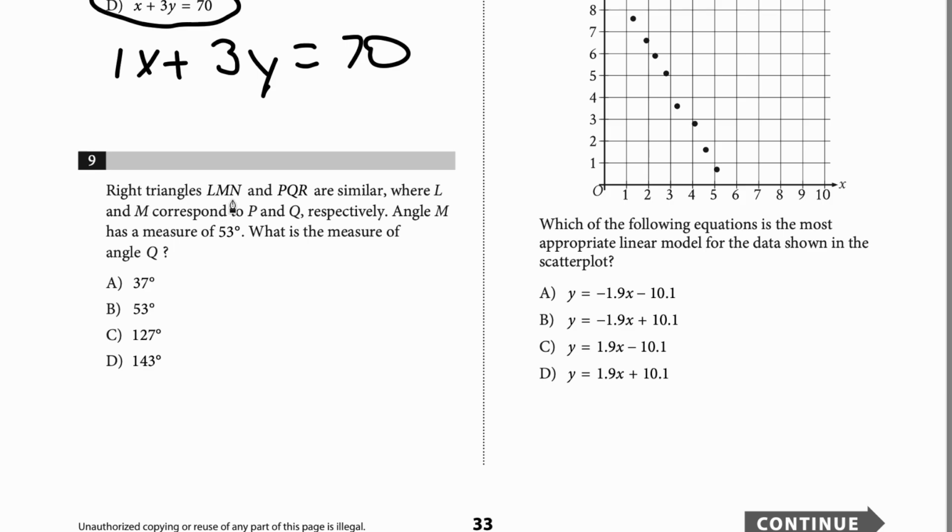Right triangles LMN and PQR are similar, where L and M correspond to P and Q respectively. Angle M has a measure of 53 degrees. What is the measure of angle Q? So let's draw the triangles.